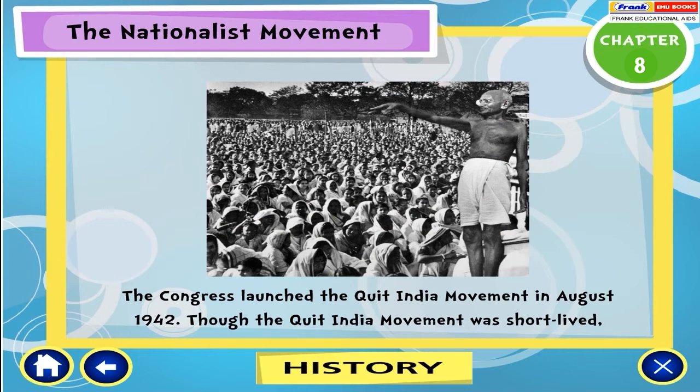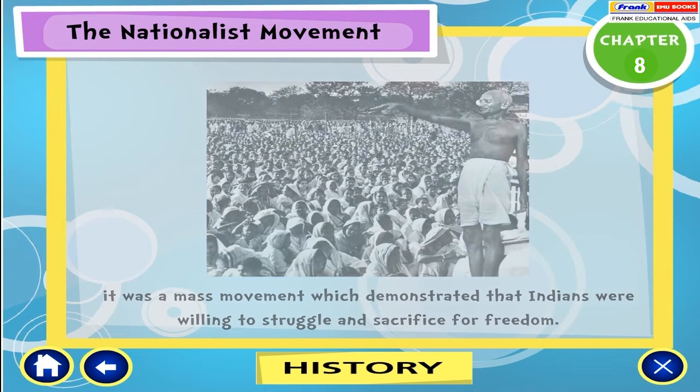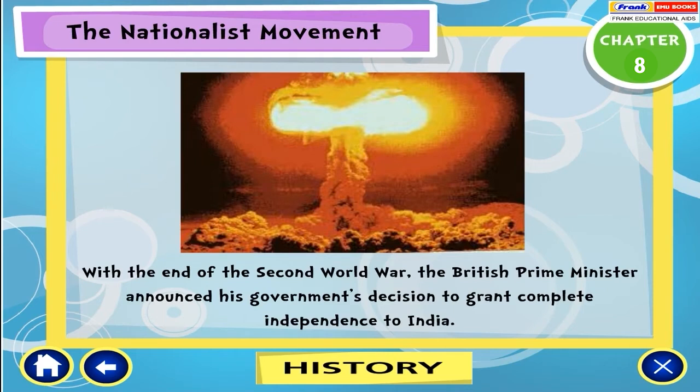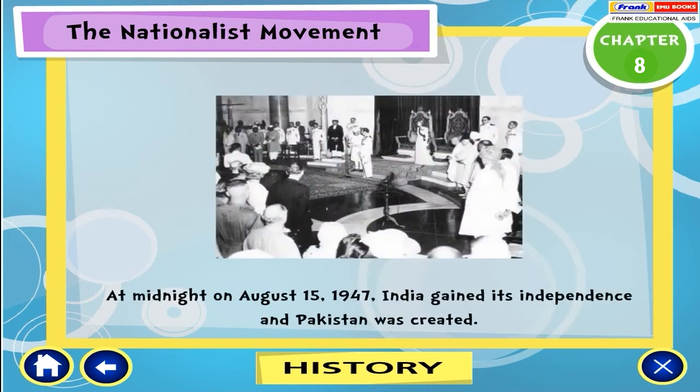Though the Quit India movement was short-lived, it was a mass movement which demonstrated that Indians were willing to struggle and sacrifice for freedom. With the end of the Second World War, the British Prime Minister announced his government's decision to grant complete independence to India. Lord Mountbatten, the last Viceroy, put forward a plan on June 3, 1947, which provided for the division of India into the Indian Union and Pakistan. At midnight on August 15, 1947, India gained its independence and Pakistan was created.